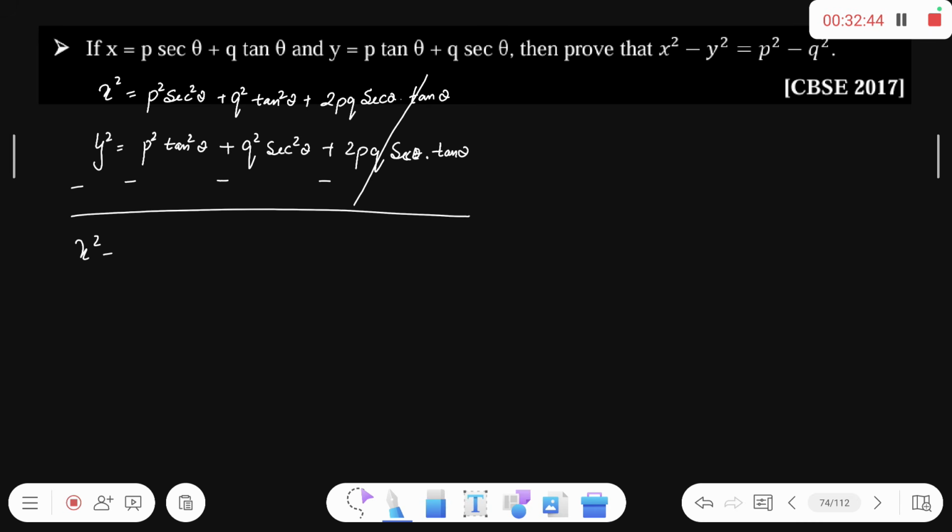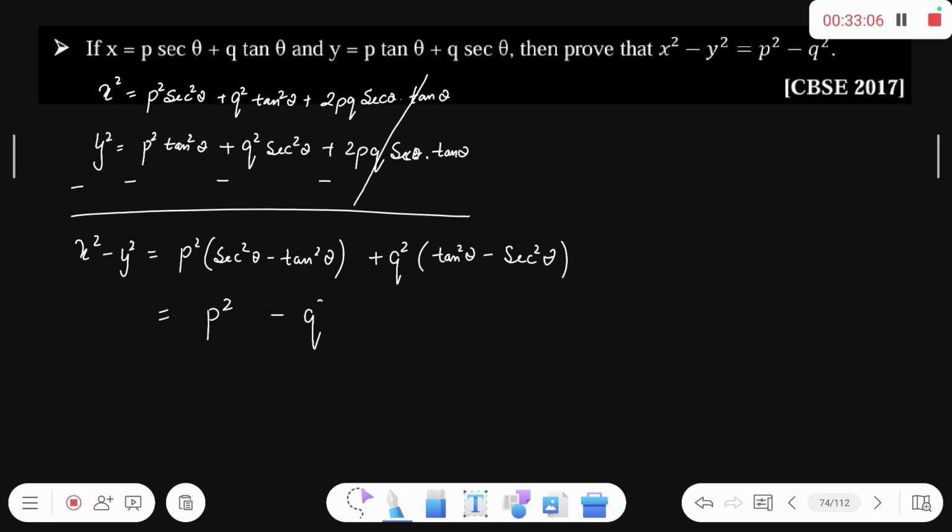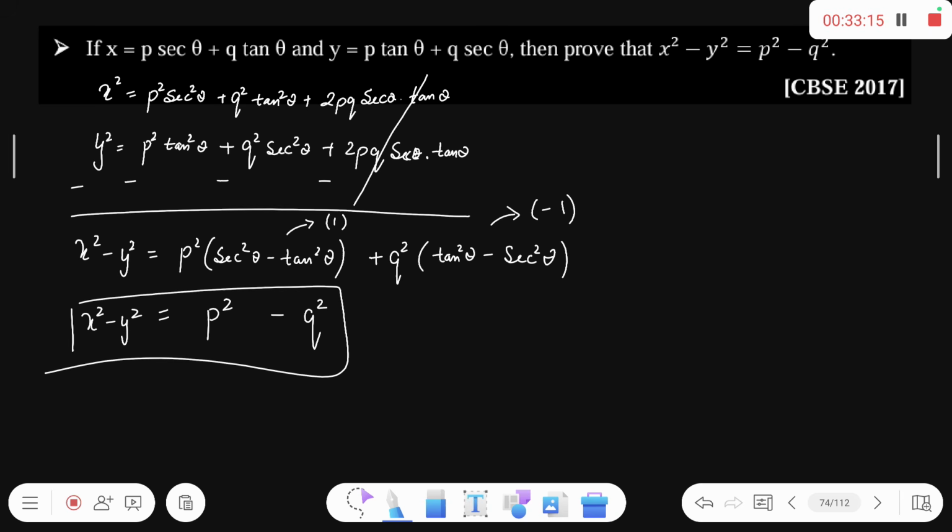This is x square minus y square, and this is p square into (sec square theta minus tan square theta) and plus q square, if you take common, this is (tan square theta minus sec square theta). So this is 1 and this is minus 1. The value of this is 1, the value of this is minus 1. So on putting that, you get this equation. Okay, let's move to next.